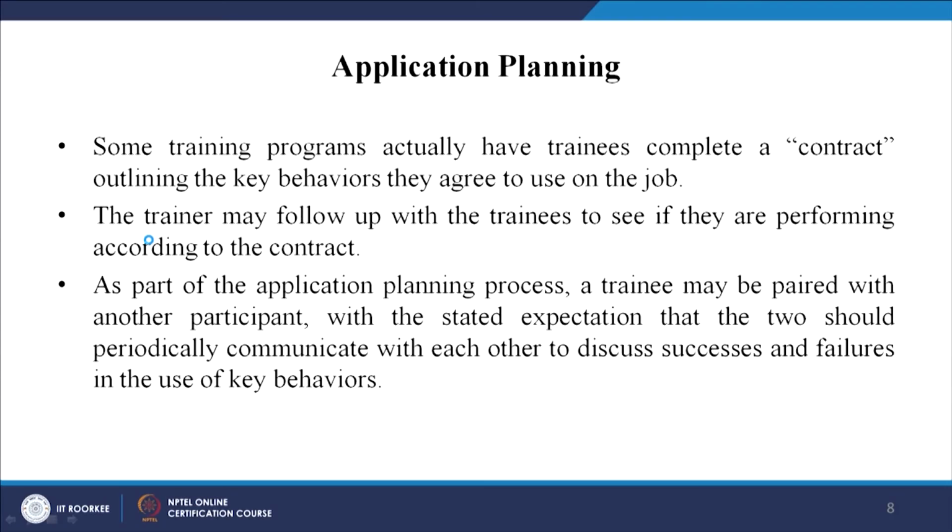As part of the application planning process, a trainee may be paired with another participant, because it is behavior modeling. He has to demonstrate one behavior in coordination with the other participant, with the stated expectation that the two should periodically communicate with each other to discuss successes and failures in the use of the key behaviors. We then ask the participants about their experience, what they thought of and wanted to behave, and whether they have behaved in that way or not.